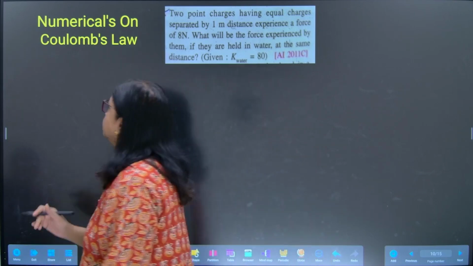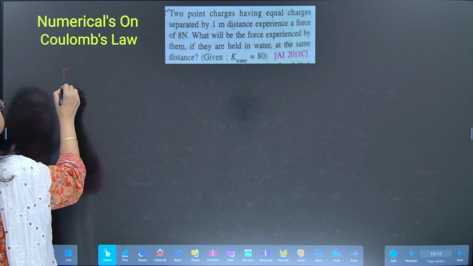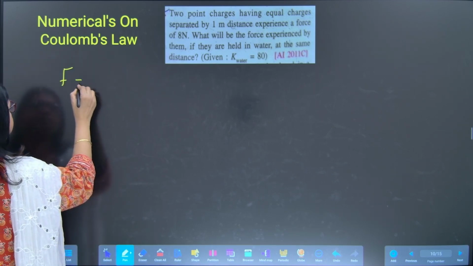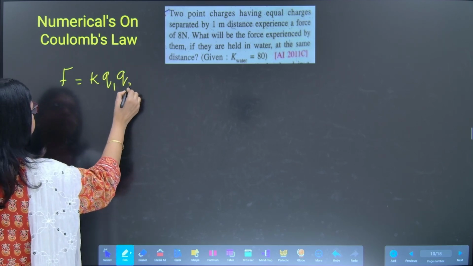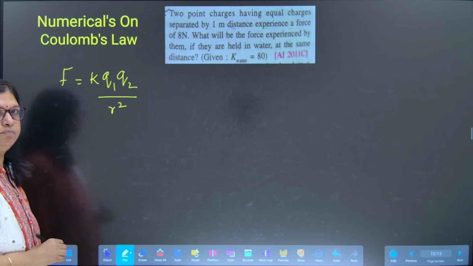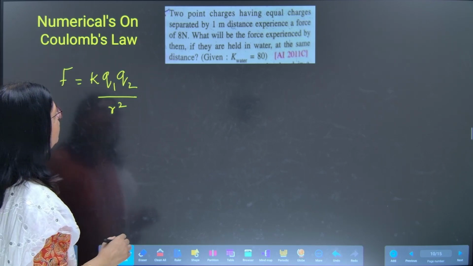Today we shall do some numericals on Coulomb's law, based on the formula formulated by the law. First, let us write down the formula which we have learned for the force between two charges placed at a distance r, where k is a constant of proportionality and the medium is air. Now we have a numerical here.